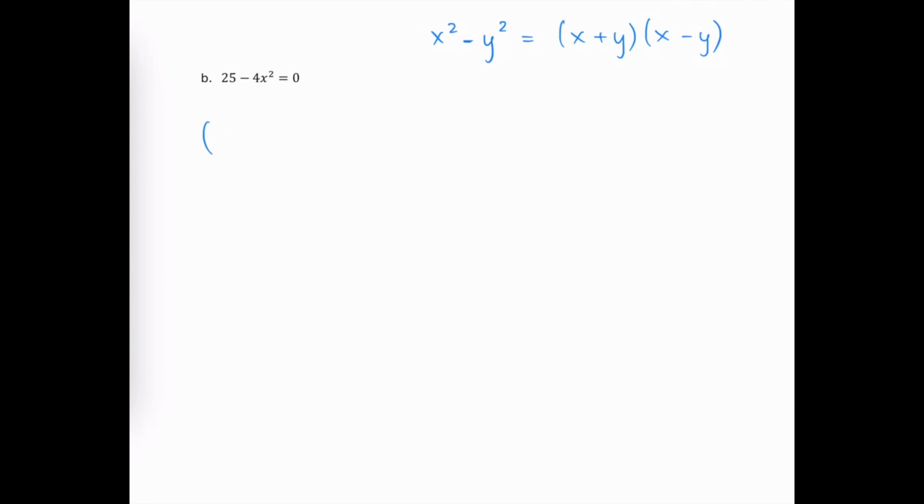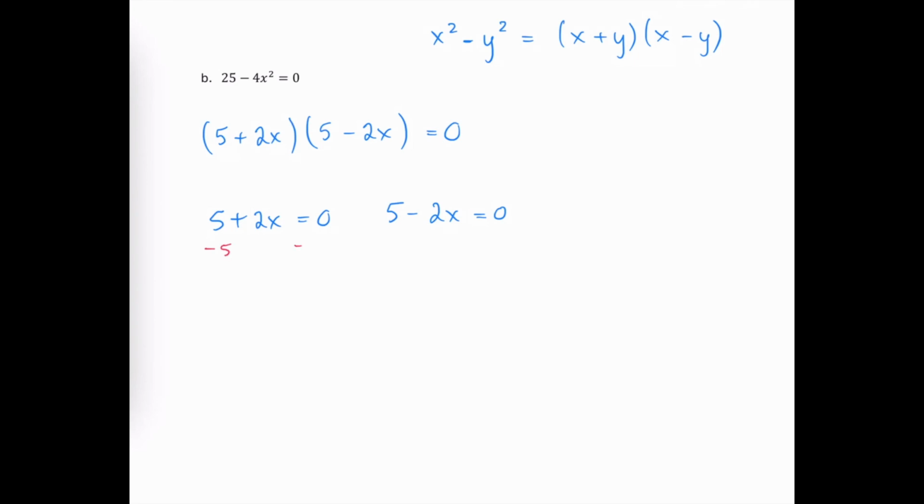Let's open up our first parenthesis to say that the first factor is going to be the square root of the first term, which is 5, plus the square root of the second term is 2x, right? 2x quantity squared would give us 4x squared. Close that, and then 5 minus 2x is the other factor. We still have 0 on the right. Now we're completely factored and can therefore set each of those factors equal to 0.